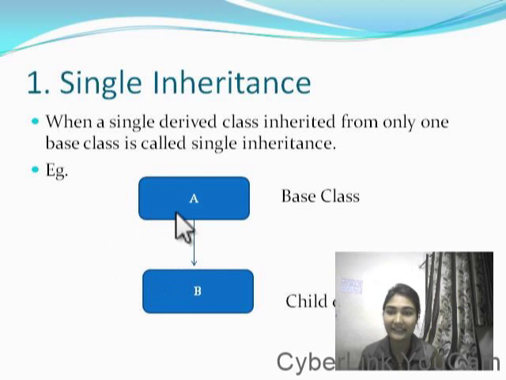As you can see here, I have taken two classes: one is the base class, that is A, and B is the child class. A single class inherited from a single base class is called single inheritance.